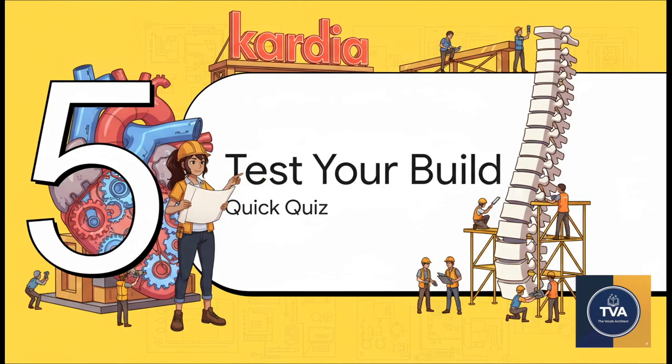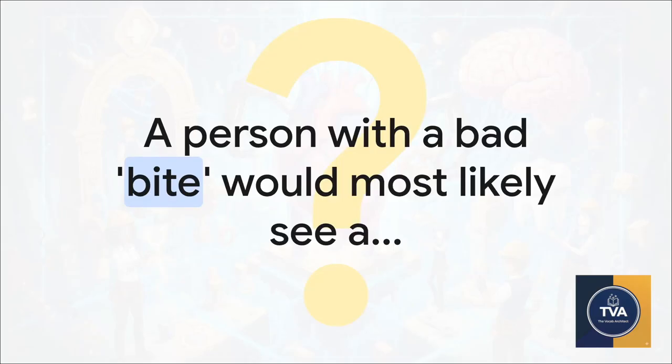All right, architects, you've done the hard work. You've built the vocabulary. Now it's time for a quick inspection. Time to test your build. First question for you. A person with a bad bite would most likely see A, an orthopedist, B, a cardiologist, or C, an orthodontist. What do you think? It is C, orthodontist. Ortho means straight and odontos means tooth. You got it.